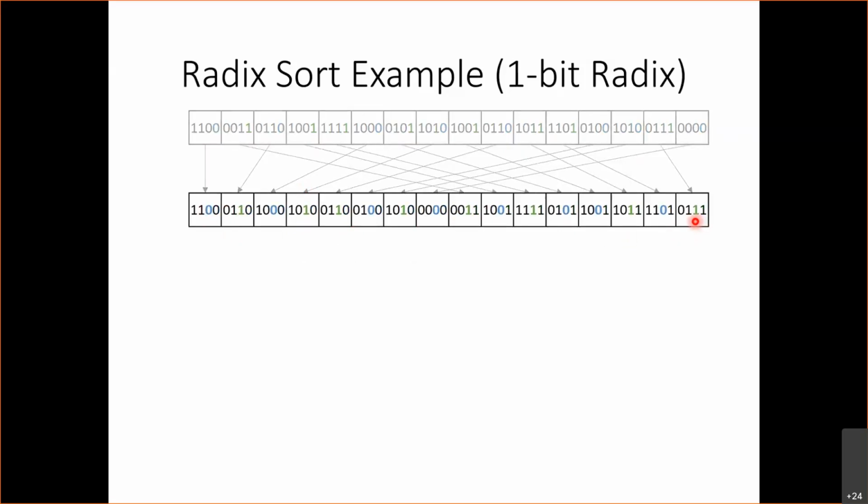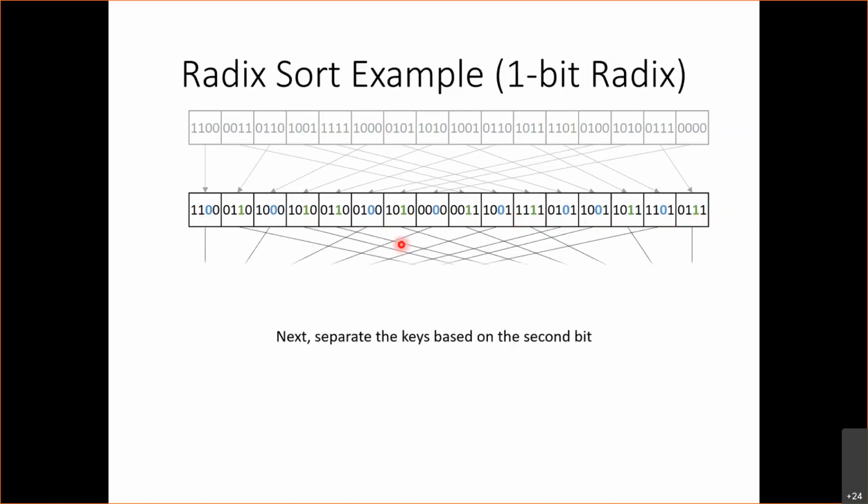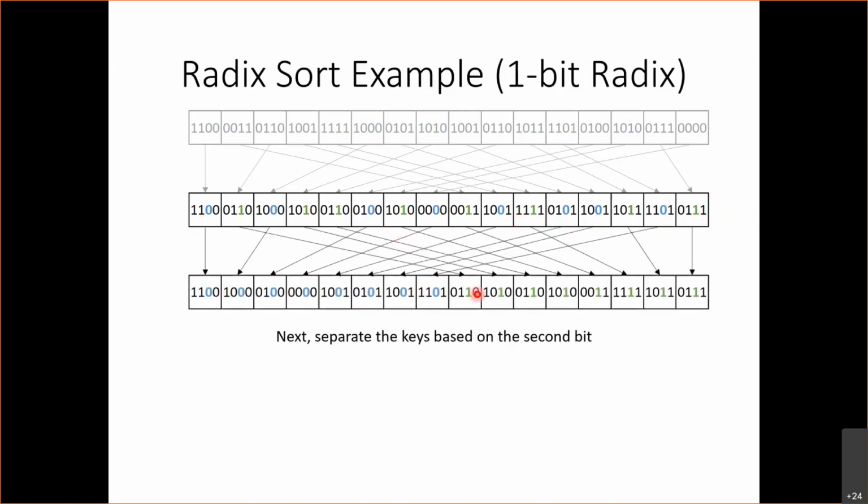And next, we're going to separate the keys based on the second bit. So now, with the second bit, some of them are zeros and some of them are ones. So what we will do is put all the elements whose second bit is zero together, and then put all the elements whose second bit is one together. Okay. And one important thing here is that when we are separating the elements whose second bit is zero from the elements whose second bit is one, we are maintaining the original order within each bucket.